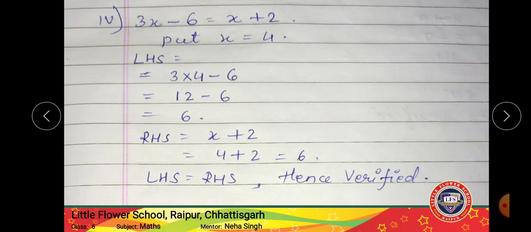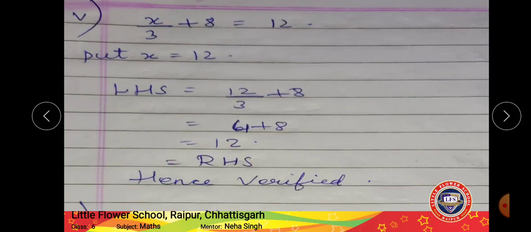So what are we getting for the LHS? See, 3 into 4 minus 6, 3 into 4 is 12, 12 minus 6 is 6. Now we'll put the value in the RHS, that is x plus 2 means 4 plus 2 which is 6. The value of the RHS after solving and the LHS after solving is the same, hence again this is verified. Okay, like this you have to check and verify the given question.